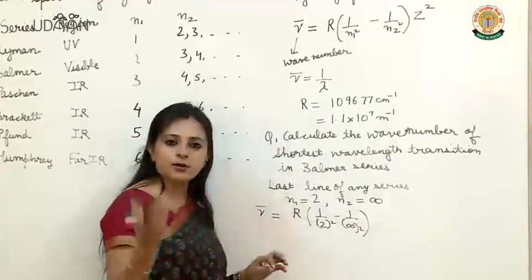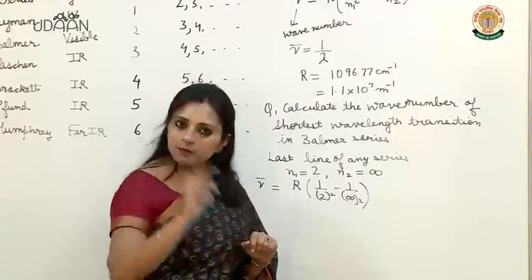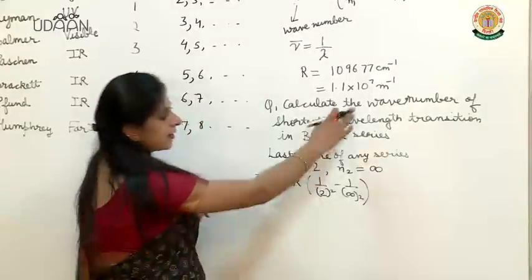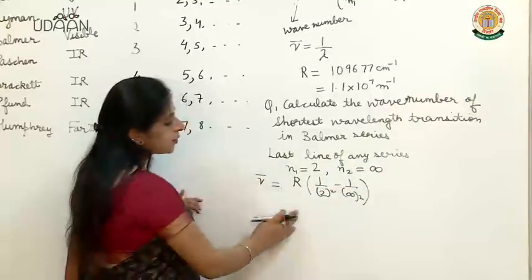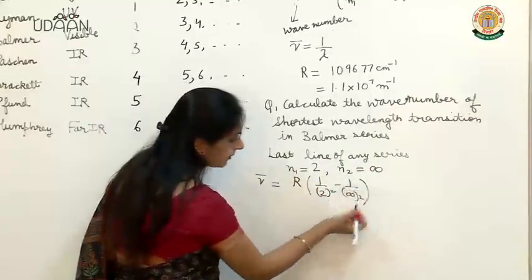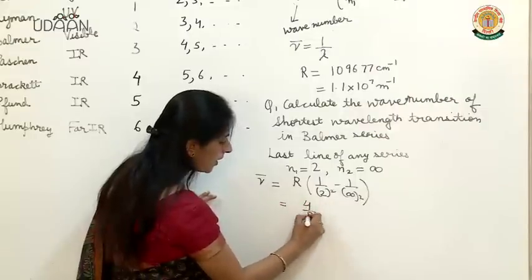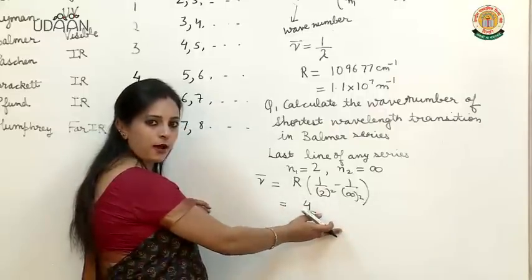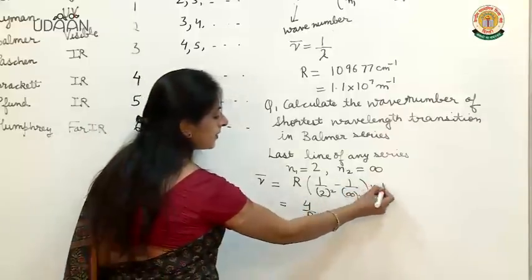If we are given lithium 2 plus or helium plus, then we can put the atomic number of that particular atom, but otherwise, if it is not mentioned, we will take it for hydrogen atom, that is 1. So 1 by infinite square will be 0, not defined. So my answer would be 4 by r, and then I can always substitute the value of r. Now this was the wave number for the shortest wavelength transition.